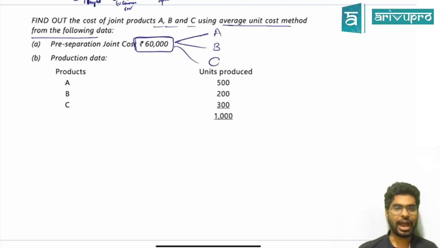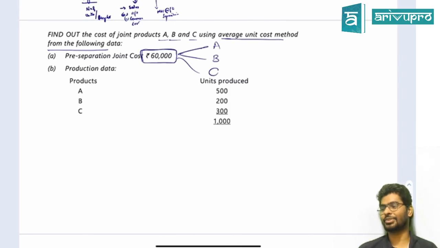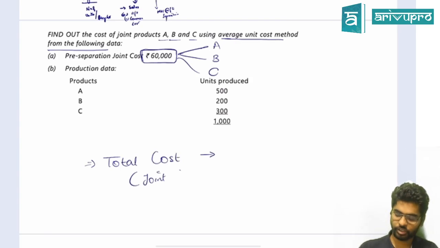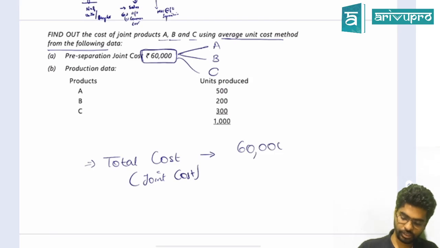Right? Now average unit and physical units actually are more or less the same, if you look into it. What happens is you take your total cost, that is called my joint cost. What is my joint cost? 60,000. I divide by the total units produced.